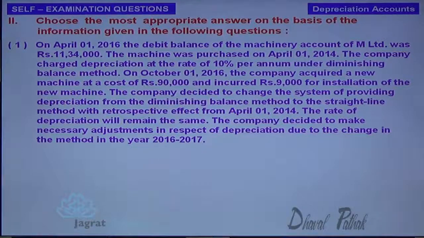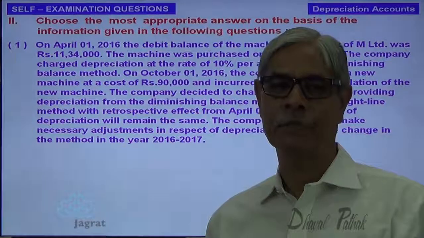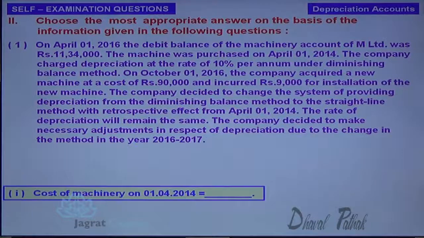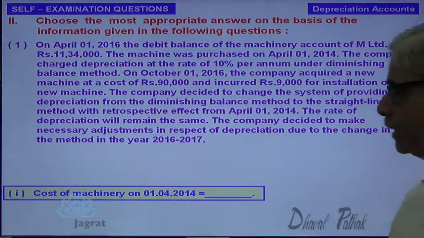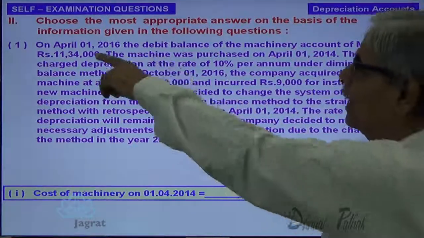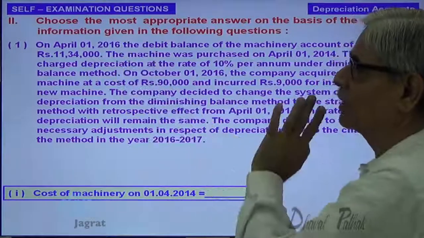The company decided to make the necessary adjustment in respect of depreciation due to the change in the method of depreciation in the year 2016-17. Now, the multiple choice question asked is: what is the cost of machinery on 1/4/2014? The machine was purchased on 1/4/2014. You are given the value of machinery, 11,34,000, as on 1st of April 2016.